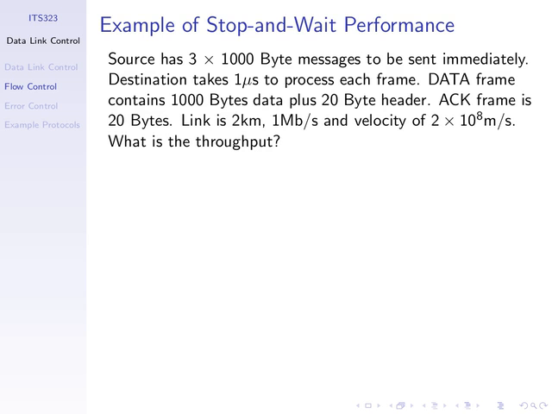The destination, when it receives a data frame, processes it for 1 microsecond, and then it can send back the ACK. And we have the characteristics of the link: 2 kilometres, 1 megabit per second data rate, and a signal speed of 2 by 10 to the 8 metres per second. You need to calculate what the throughput is with these 3 frames, or maybe a better question, what would be the throughput if we had an infinite number of frames? This question says we have 3 frames. What if we had 3,000 frames or 3 million frames? What's the throughput?